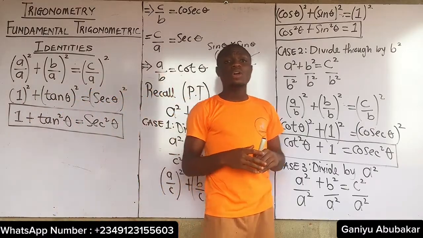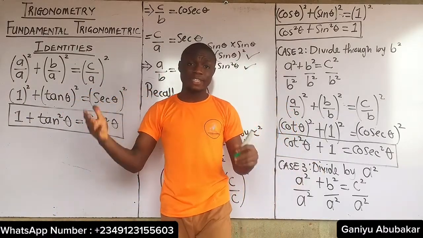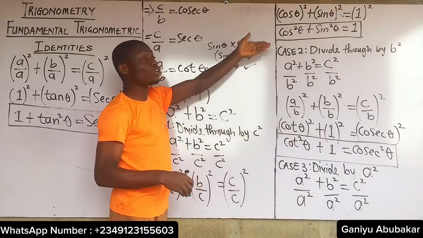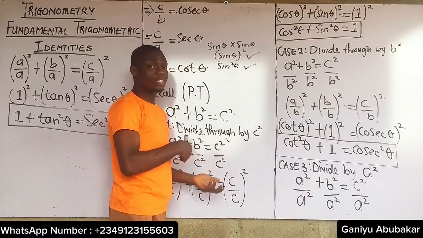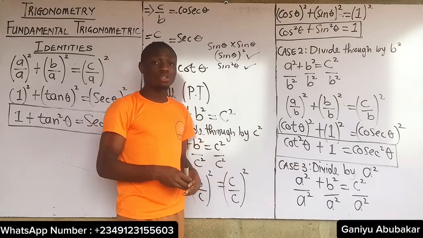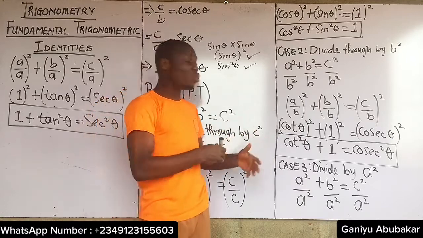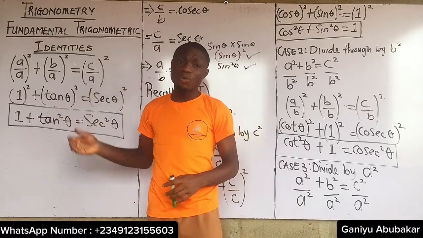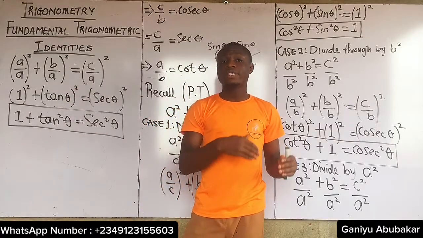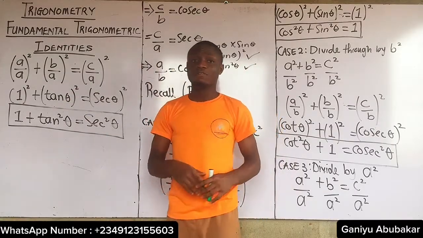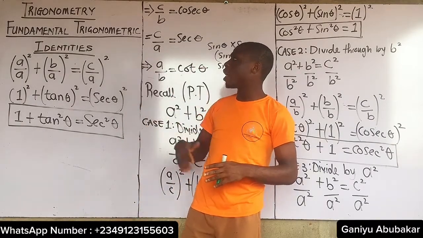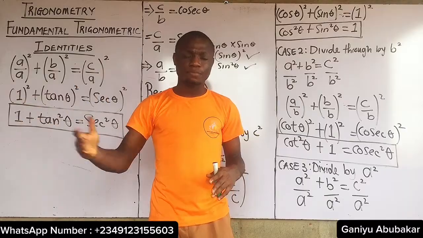So for an overview, there are about 3 trigonometry identities. The first one is cos squared theta plus sin squared theta is equal to 1. The second one is cot squared theta plus 1 is equal to cosec squared theta. And the last one is 1 plus tan squared theta is equal to sec squared theta, as you can see in front of you. So this becomes the concept behind fundamental trigonometry identity.